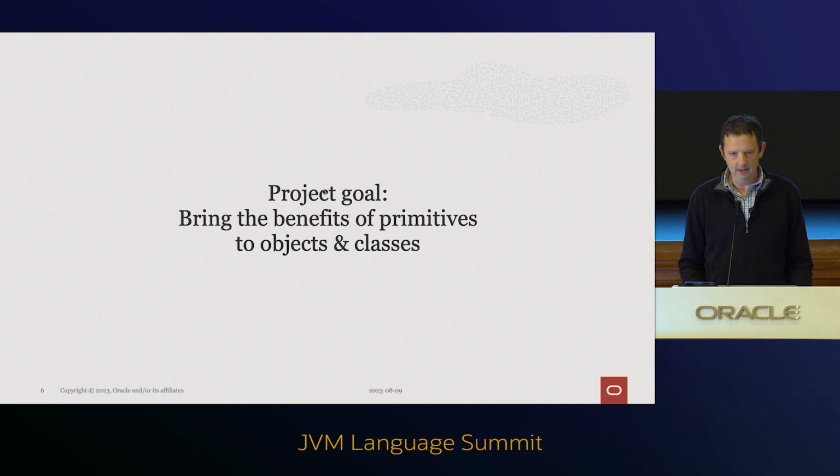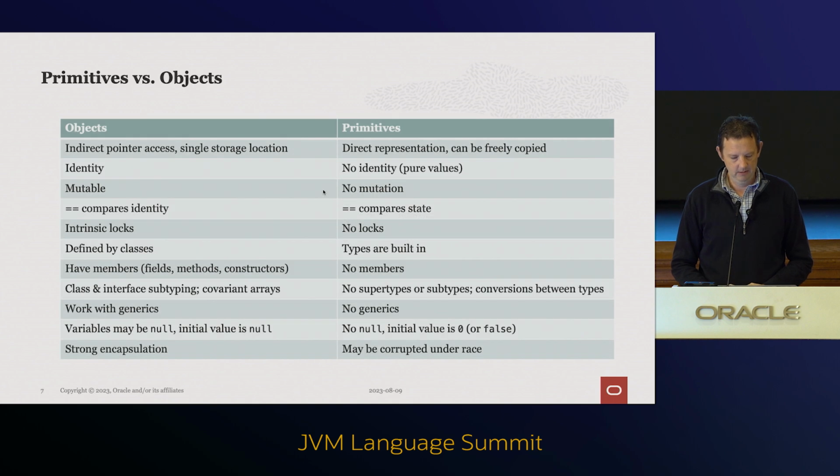Here's my condensed goal. We want to bring the benefits of primitives to objects and classes. And there's some other follow-ons. For example, can we bring the benefits of objects and classes to primitives? But this is the piece we want to focus on right now. Let me elaborate a bit. So primitives and objects are different in all sorts of different ways that I've tried to enumerate on this chart. Let me go through it.